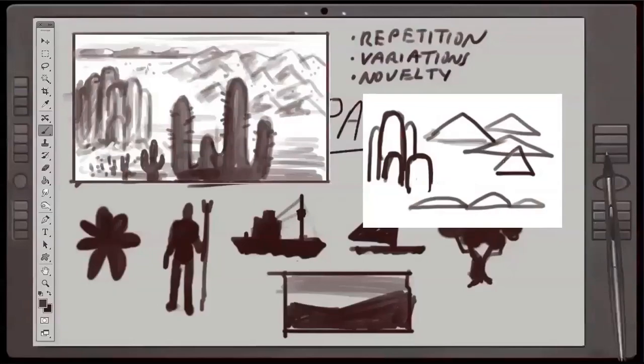I could give these mountains here form so that they have volume by adding a shadow to them like this, for example, and now they look three-dimensional. And I could add a core shadow here, which helps to make them look even more three-dimensional. And the same I could do for these mountains here by adding a shadow to them and giving them form. So the form is also repeated and varied.